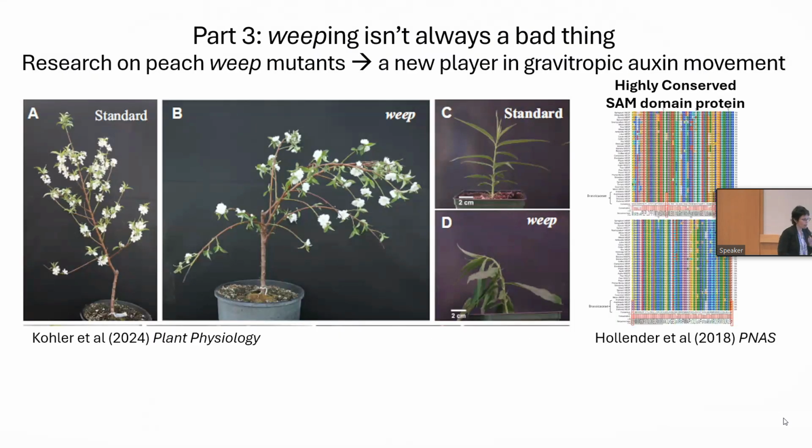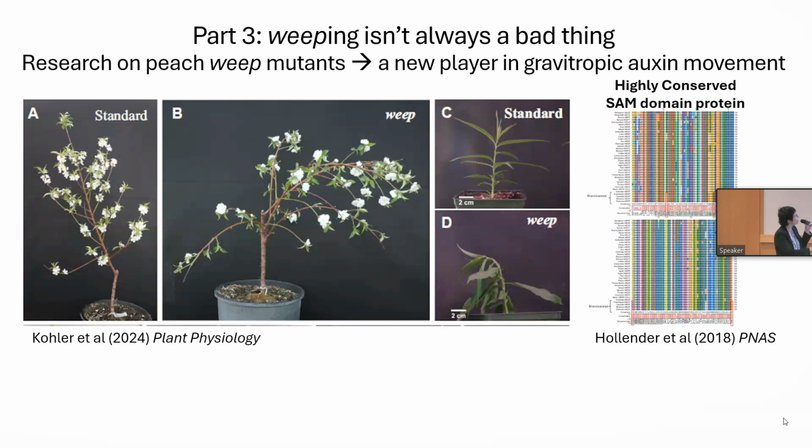Okay, I'm going to switch into a related gene and I'll explain why they're related, one called weeping. So weeping isn't always a bad thing because in studying these weeping peach trees, which I was doing for the same reason I was studying those very narrow TAC1 pillar peaches for tree fruit agriculture manipulation, we identified a new player in auxin movement and connected to gravity response. So this is a weeping peach tree.